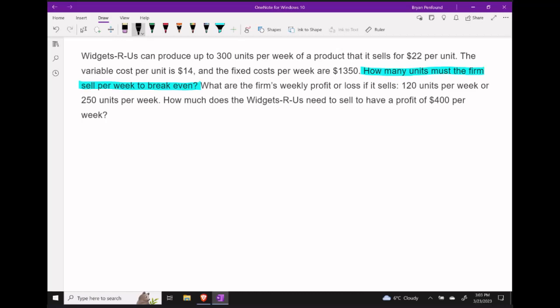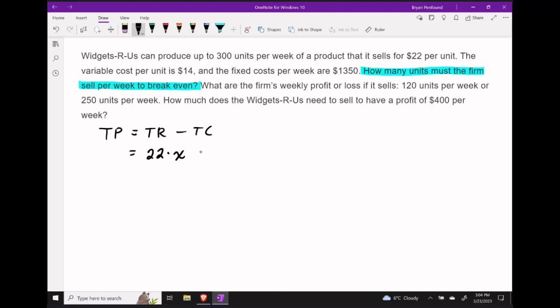Let's first determine how many units the firm must sell per week in order to break even. In order to break even, we do need to find our total profit function, and we will be setting our total profit function equal to 0. In order to do that, let's go ahead and try to determine our total revenue per week. And our total revenue is going to come from selling the units, and each unit sells for $22. So let's represent our total revenue by 22 times X.